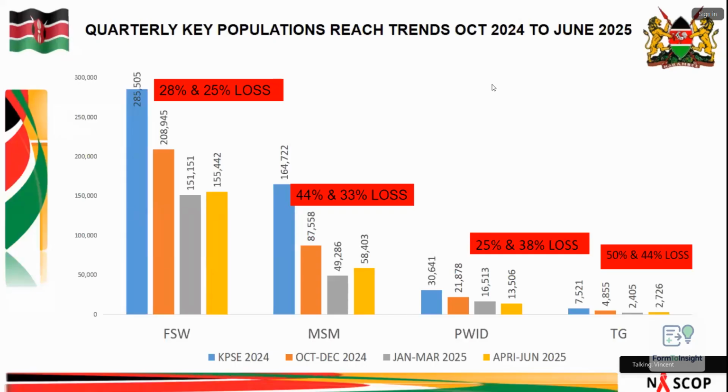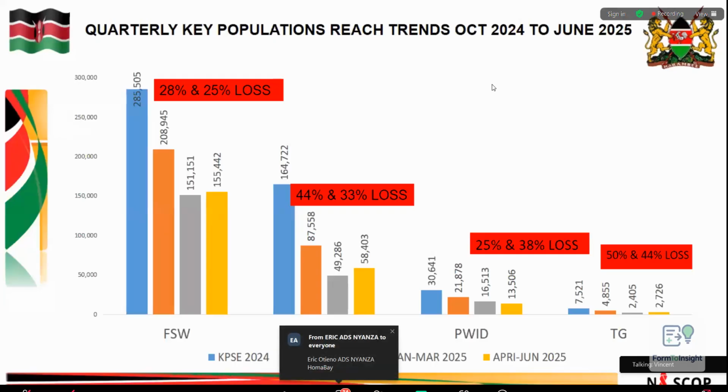in the quarter ending December 2024, we were able to reach 208,945 FSWs. But in the quarter ending March 2025, we only reached 151,151 FSWs. And then in the quarter ending June, we reached 155,442. So you realize that in the quarter ending March, we lost 28% of these FSWs, and in the quarter ending June, we lost 25%.